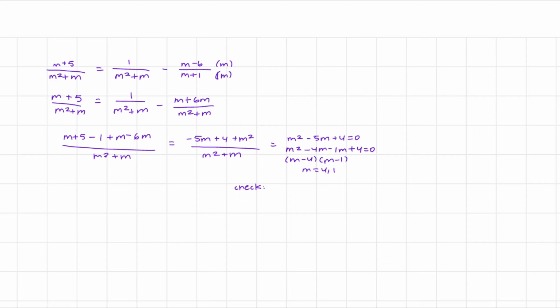Remember to check if this satisfies the denominators. 4 squared plus 4 is not equal to 0, and 4 plus 1 is not equal to 0. 1 squared plus 1 is not equal to 0, and 1 plus 1 is not equal to 0.